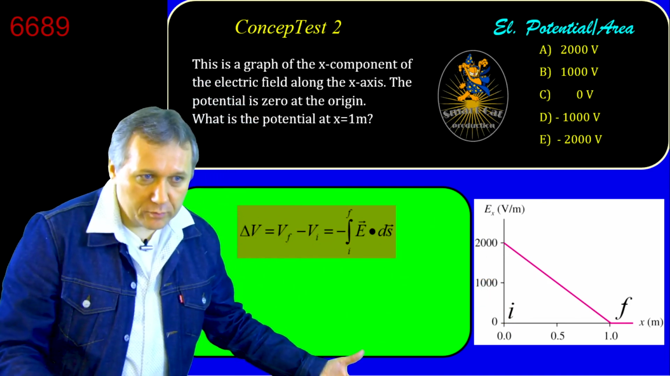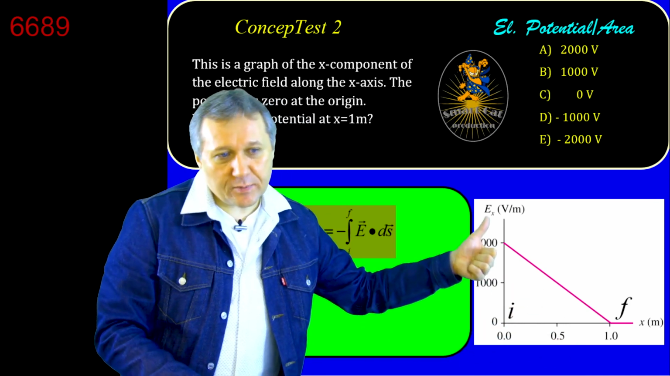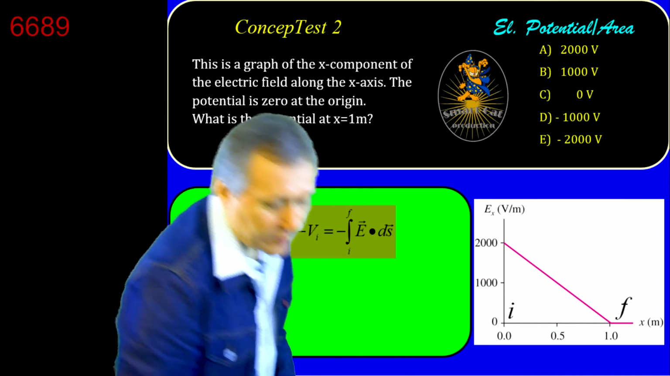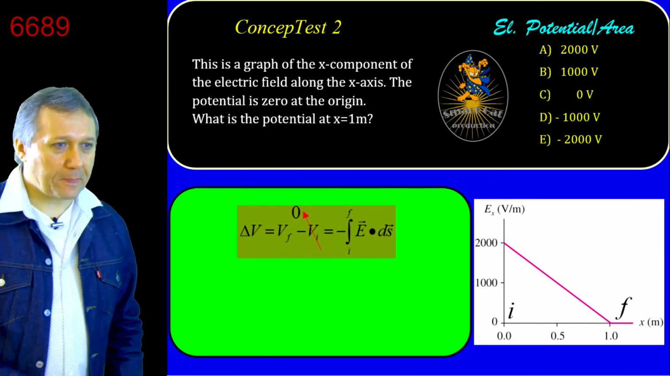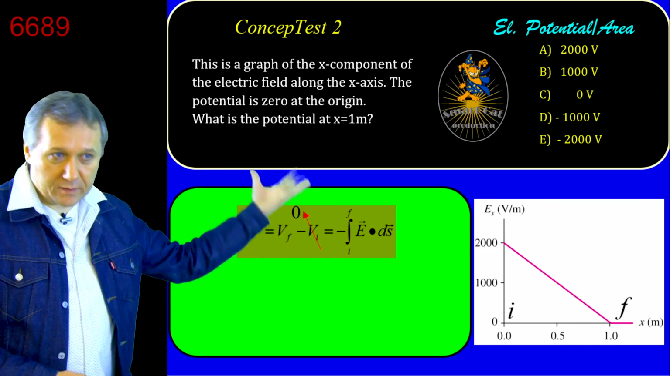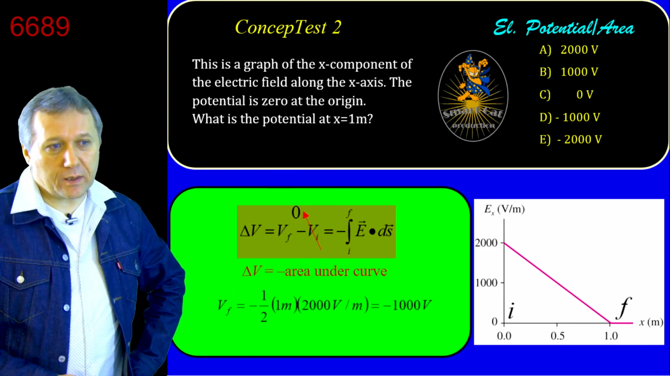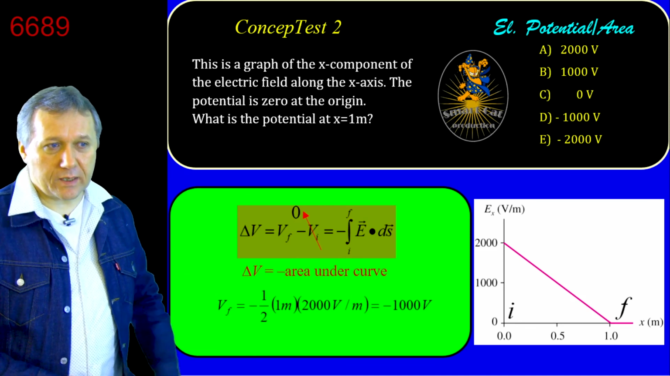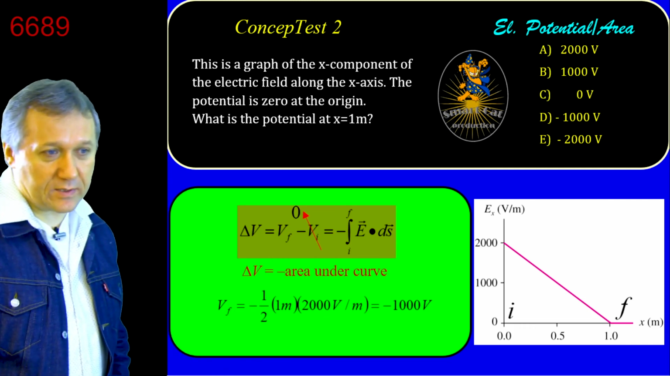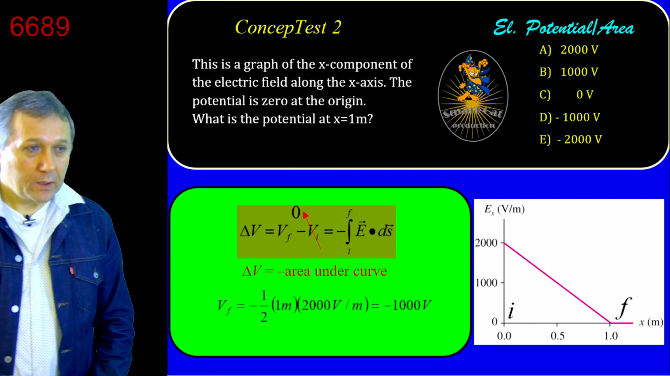It's 1 over 2 times base, which is 1 meter, right? And times the height, which is 2000. And of course, don't forget about minus, right? So let me finish discussing this. All right, so V initial is 0 because that's our piece of information which is given, right? And then area under the curve, negative 1 over 2, 1 times 2000, so it will be negative 1000 volts, right? Okay, so again, don't forget about minus.